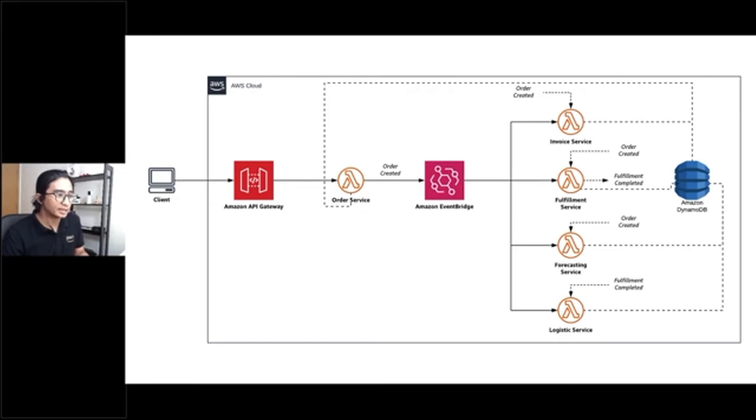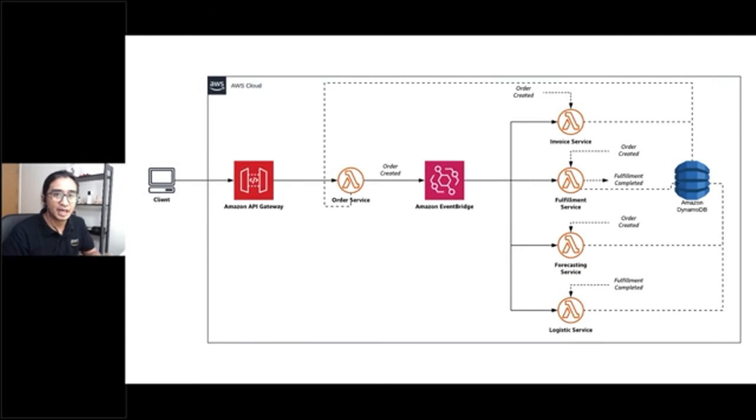Additionally, the finance team also need this particular data so it can help them to do forecasting. And on the other hand, fulfillment service needs to start the process with logistics service to help schedule the shipping for you. I hope that makes sense.